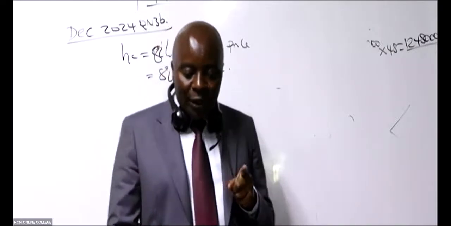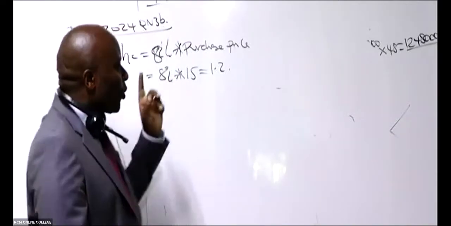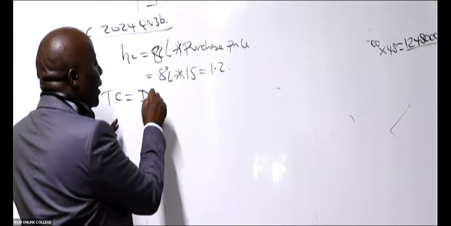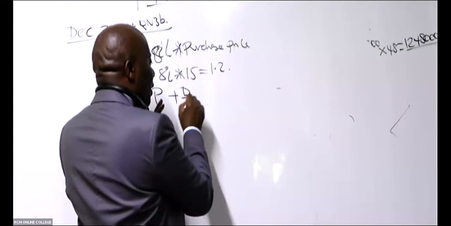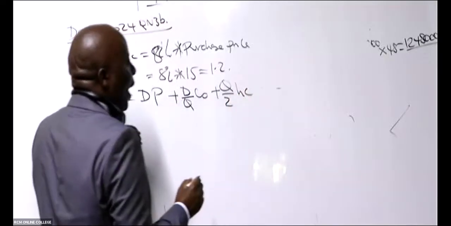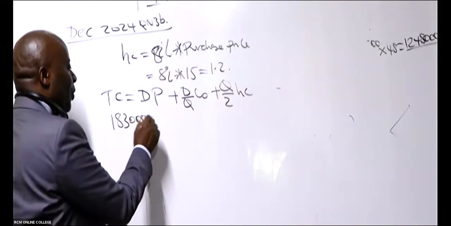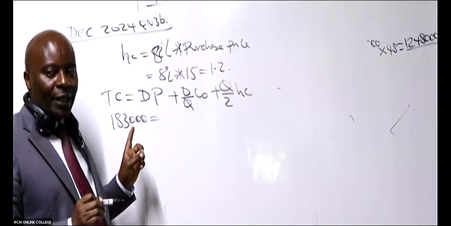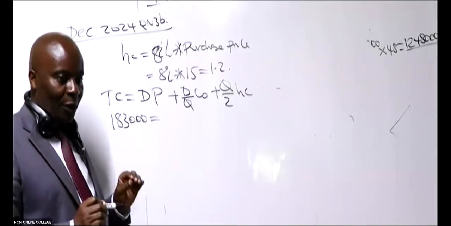What this lady has known is that the total cost has been given. She knows the formula that to get total cost here, we are taking the purchasing cost plus, in this case, the ordering cost, D over Q times CO, plus the holding cost. And the total cost has been given as what here? As 183,000, isn't it? Yes, in the last paragraph.